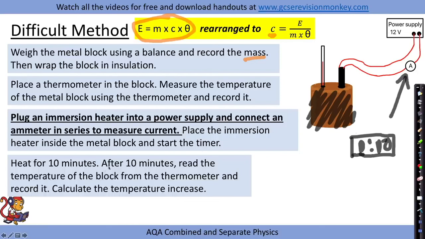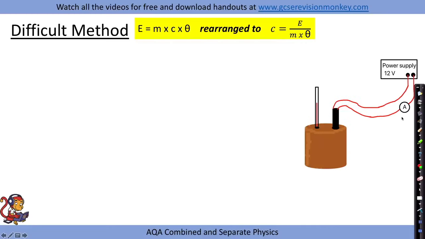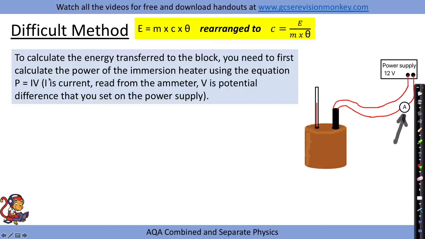We're going to heat it for 10 minutes like before, and after 10 minutes read the temperature of the block and calculate the temperature increase. So we've got mass like before, we've got theta, temperature change like before, and what's different is how we're going to calculate energy. So if we've calculated current, you need to use the equation for power. P equals I times V, where I is the current, which is read from the ammeter, and V is the potential difference that you set on your power supply. So using this equation here, we can calculate power by multiplying the reading from the ammeter by the reading that you've set on the power supply for potential difference.